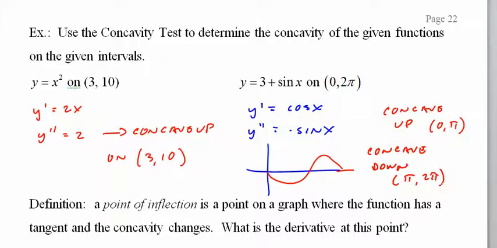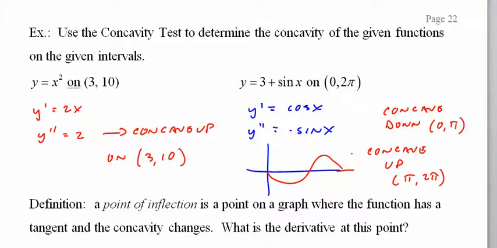Concave down, 0 to pi. Did I draw it wrong? I've got to go back to the original graph. It's negative, therefore it's concave down. And we're not talking about this graph, we're talking about the original graph. It's positive, therefore it's concave up.